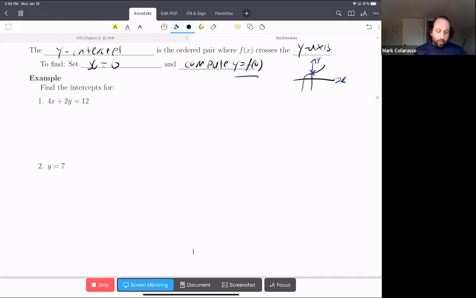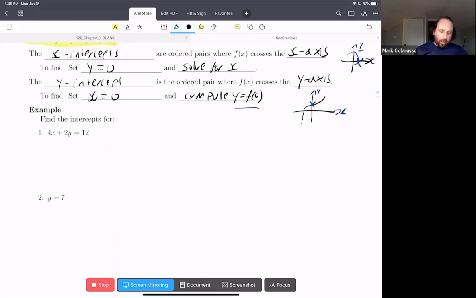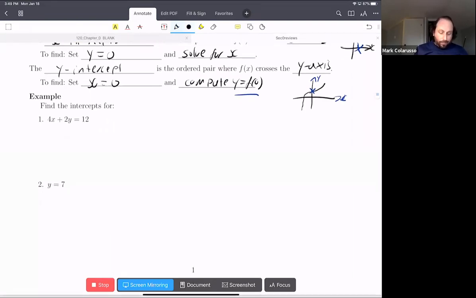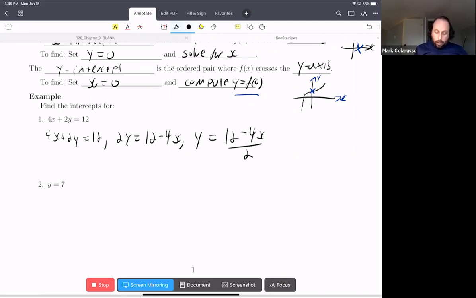So now we have some examples of finding the intercepts. The y-intercepts tend to be easier. But first, let's take this equation and put it in a more function-like form. We can solve for y, just rearranging the formula a bit. So we have 2y equals 12 minus 4x. So y equals 12 minus 4x, divided by 2. So that's 6 minus 2x. So it's now in function form. I'll just write it over here.